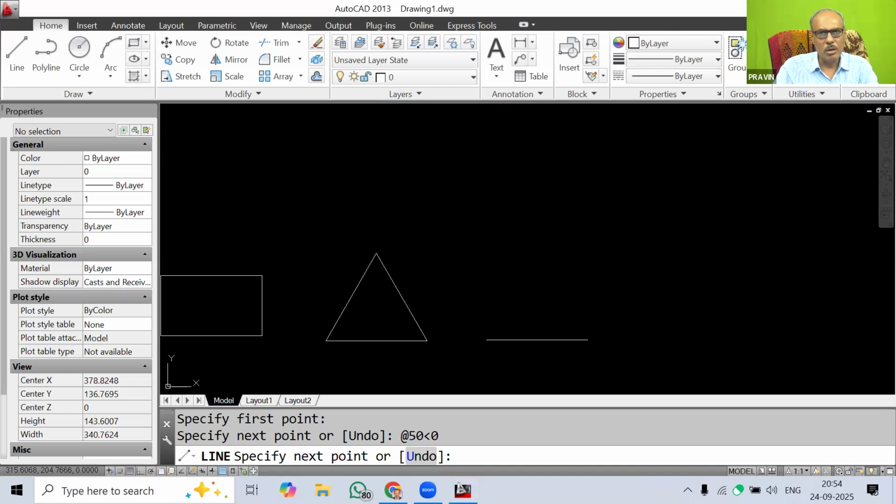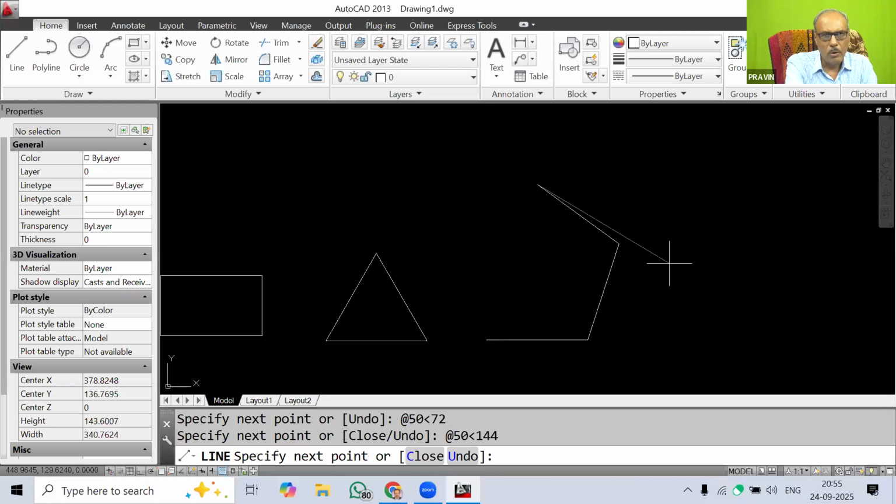So in this case, I want actually this angle. So this angle is actually 72. So I will type at 50 less than 72. So you can see that this was the line. Now I have to go here. So this angle will be increasing. Now I have to increase the angle. So I will type at 50, distance will be same, and less than angle will be 144. 72 plus 72. So that will go up.